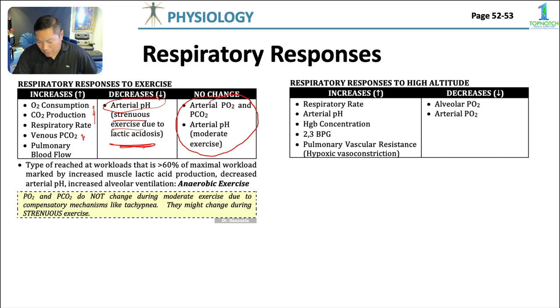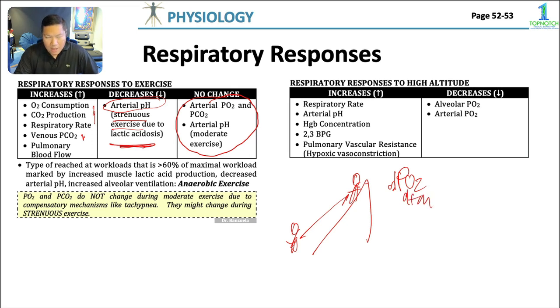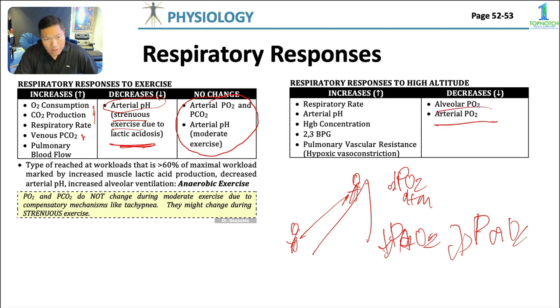High altitude. The problem with going to a place of high altitude, okay, is that at high altitude, there is low partial pressure of oxygen in the atmosphere. Ergo, mababa ngayon ang alveolar PO2 mo, bababa din ngayon ang arterial PO2 mo. So, what will happen? As compensation to the high altitude, you will see an increase in the respiratory rate.